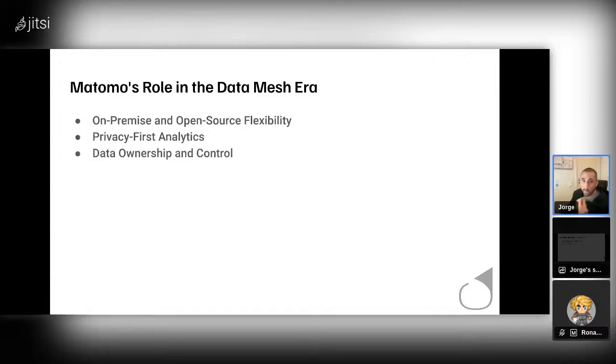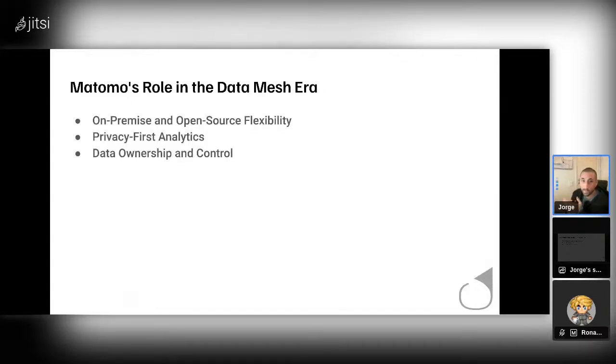So what is Matomo's role in this new data mesh era? If you watched my recent topic about distributing Matomo on cloud, you might be familiar with some of the concepts that I'm talking about here.